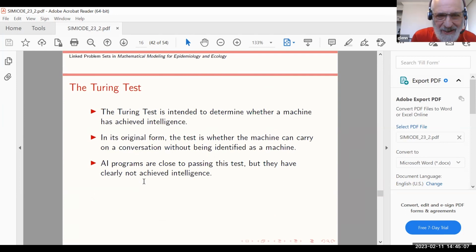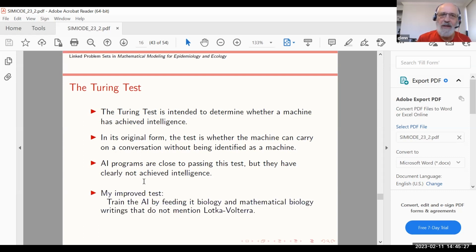Which brings me to the Turing test. So the Turing test is intended to determine whether a machine has achieved intelligence. So the idea is that if a machine can carry on a conversation and you don't identify it as a machine, that counts as intelligence. Clearly, we're close to passing that test, but AI has not achieved intelligence. So I'm going to propose a new test. Train the AI by feeding it lots of writings in biology and mathematical biology, but only ones that don't mention the Lotka-Volterra model, and then ask it to explain why the Lotka-Volterra model is bad. And if a machine can do that, then I will call it intelligent.